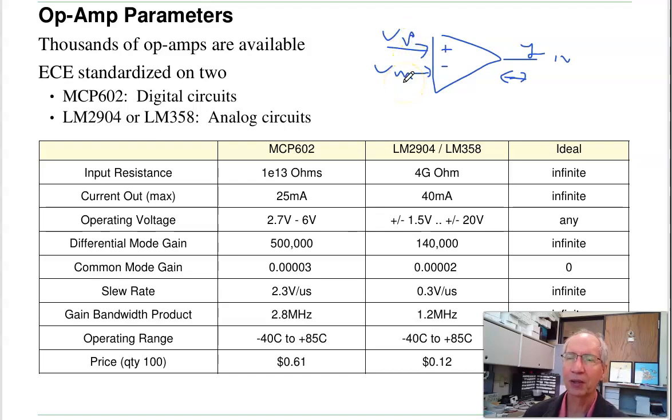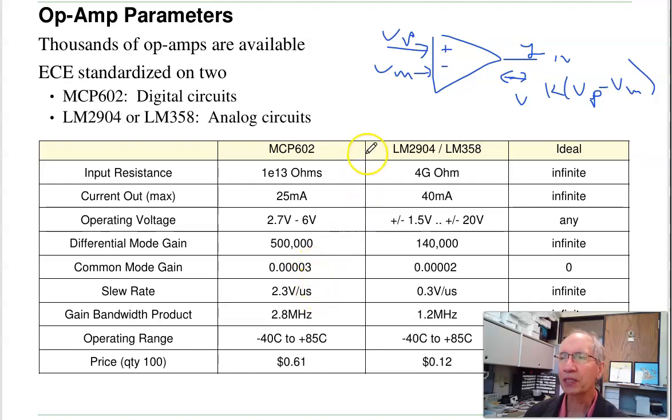The common mode gain is if V plus and V minus go up and down together, the output should be 0, because ideally this is some gain times V plus minus V minus. If V plus and V minus go up and down together, this cancels. In practice, if they go up and down together, there is a slight change in the output. That's the common mode gain. Should be 0. It's not quite 0, but pretty close.